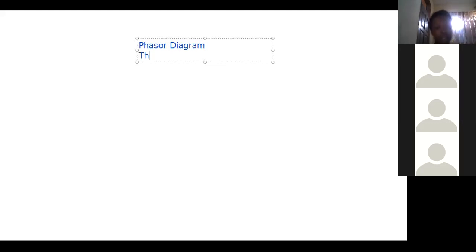Please let me first type the definition. The phasor diagram is a diagram which is used to analyze AC circuits. Now the three components we are going to talk about are the resistor, the capacitor, and the inductor. I hope you know the symbols for all of them. If you don't know, let me just write them.